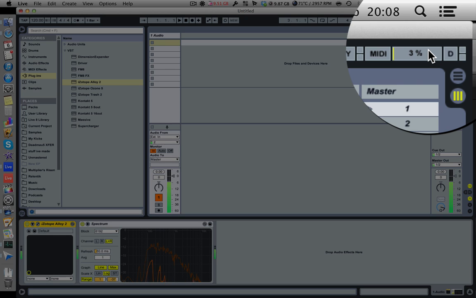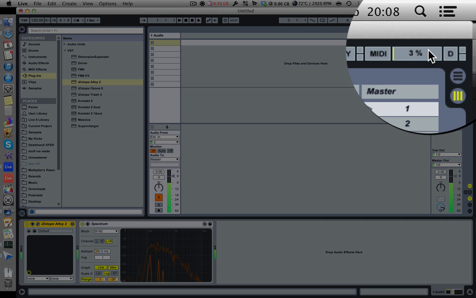And the thing the CPU meter doesn't factor in is the fact that you have other programs running in the background. So this CPU meter assumes that Ableton Live gets priority. In reality, if you have lots of other programs running, it doesn't always get priority. So you really want to keep that quite a bit below 100. Otherwise, you will get dropouts and stuff.